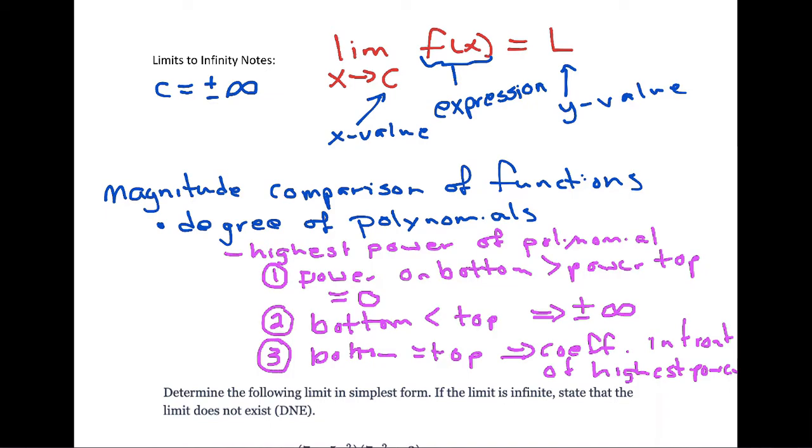Okay, so I know that that's pretty small that I wrote that on there, but there's three different things that can happen with the degree of the polynomials. The power on the bottom can be bigger than the power on the top, then the limit goes to 0. The power on the bottom is less than the power on the top, that limit goes to plus or minus infinity. And when we think about that, we think about does not exist. And then if the power on the top and the bottom are the same, then we look at the coefficient in front of that highest power. So let me show you a couple of examples.